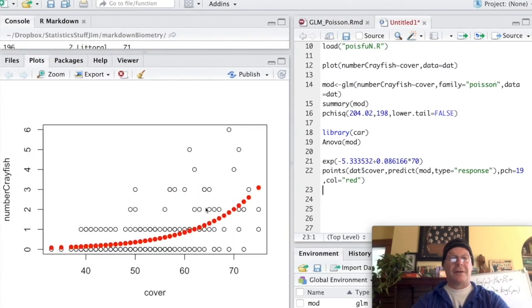And now we can look at what our model is predicting. So again, the black dots here are observed data. And the red dots there are the expected number of crayfish you would expect to see as a function of cover. So again, it's a nice little kind of curvy relationship.